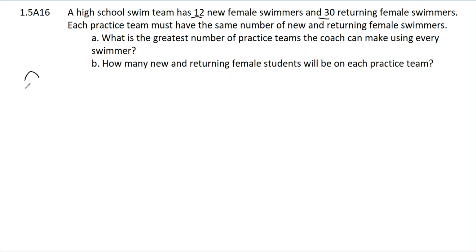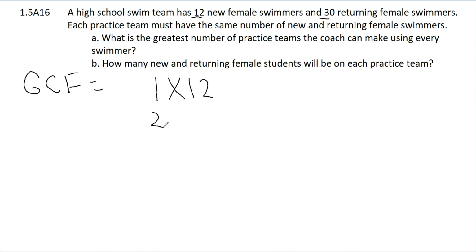So this is basically a greatest common factor problem. And the best method, I think, for this type of problem is the list method. What are our grouping opportunities for each of the 12 new female swimmers and the 30 returning? So for example, we could have one group of 12 and 12 groups of 1. It's a little bit silly.